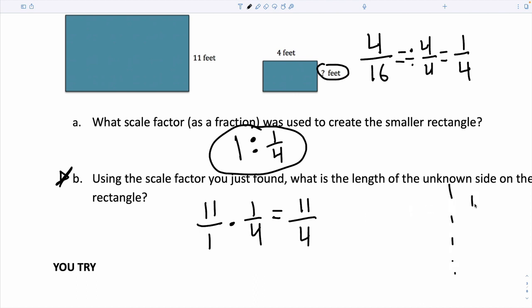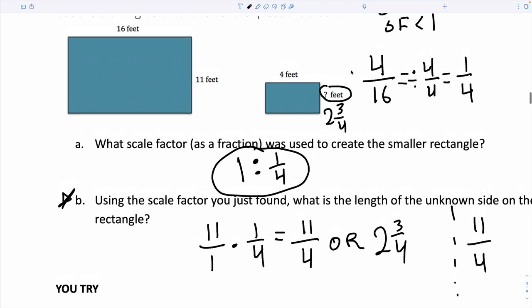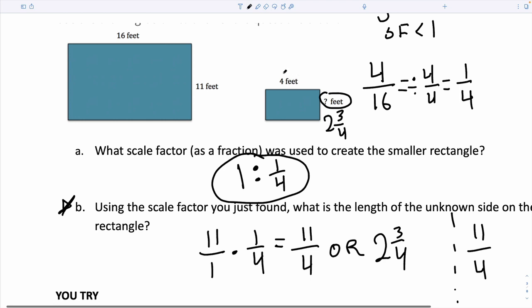Brady, you said that you divided 11 by 4? Yeah. And it's going to be the same thing, but I want you to get in the habit of multiplying scale factors. Claire? You could also write it as 2 3/4 feet. That's your missing side. It went from 11 to 2 3/4. It got smaller, just like 16 got smaller when it went to 4.